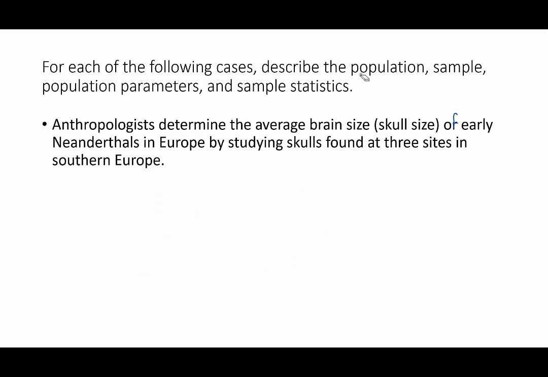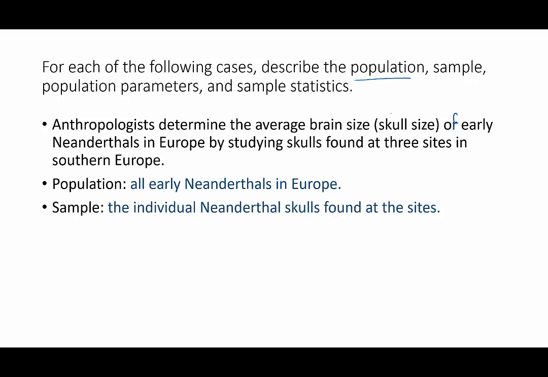Let's look at one more example. Anthropologists determined the average brain size or skull size of early Neanderthals in Europe by studying skulls found at 3 sites in southern Europe. So first, what is the population? Well, the population will be all early Neanderthals in Europe. What is the sample? The sample is going to be the Neanderthals that they found at the 3 sites. So the individual Neanderthal skulls found at the 3 sites.